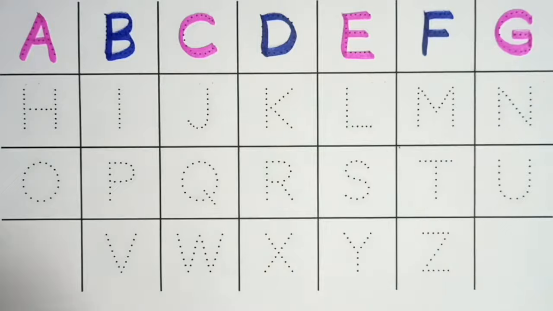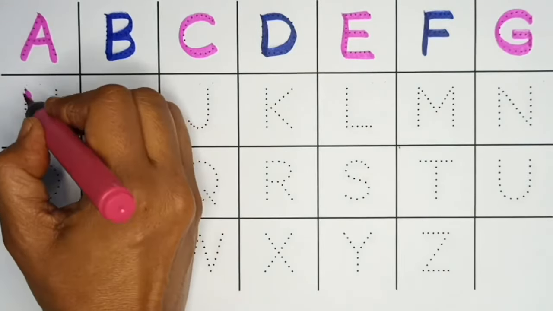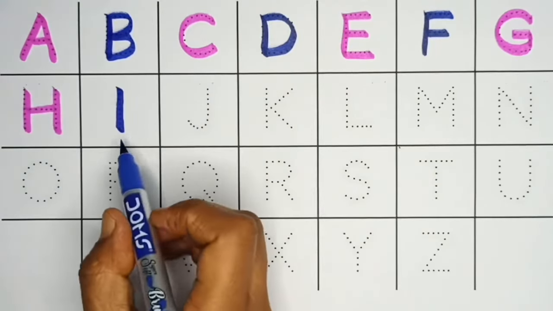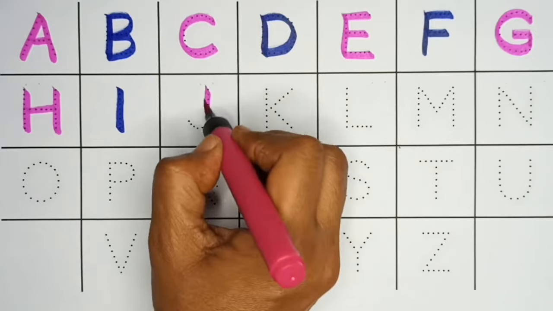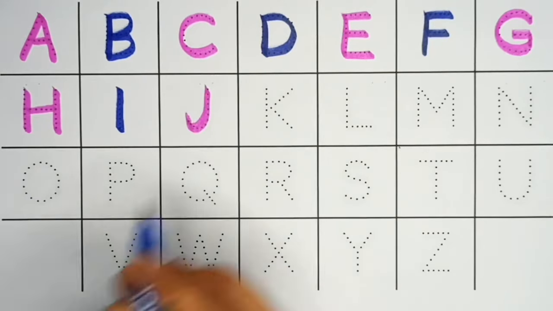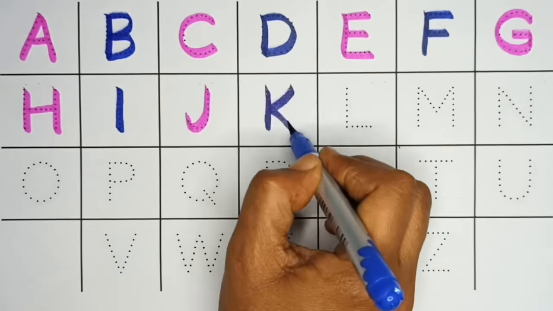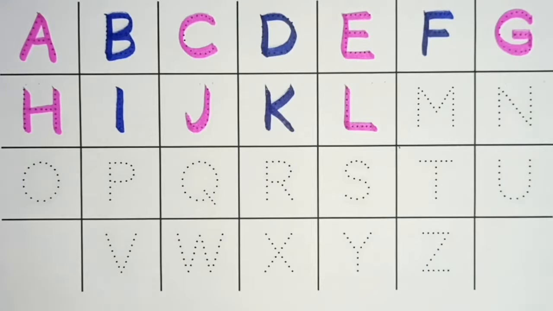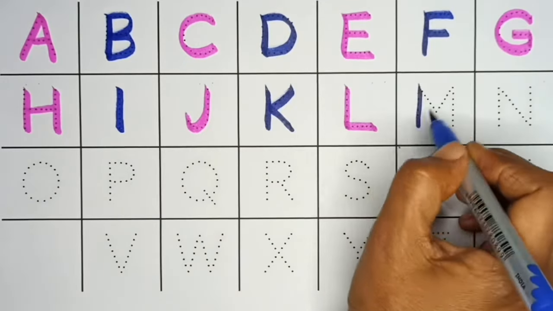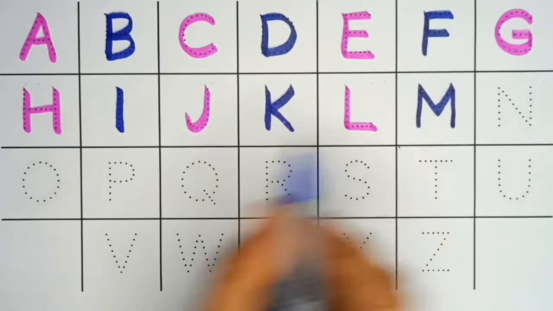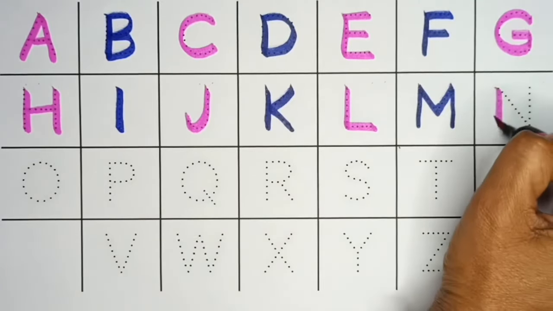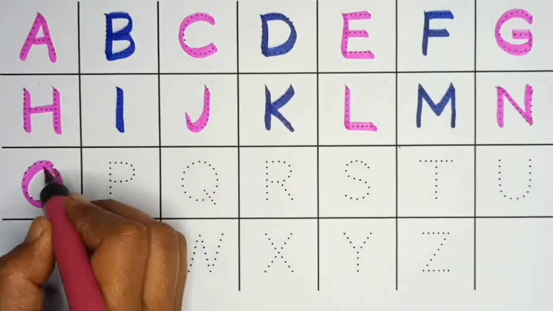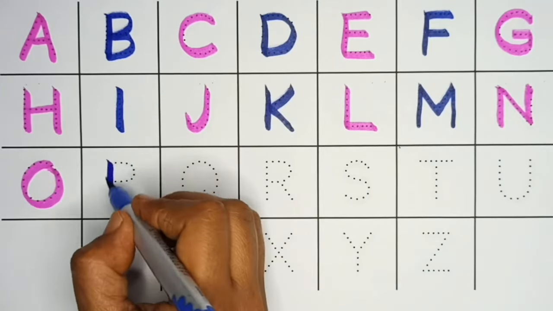G for grapes. H for hen. I for ice cream. J for jug. K for kite. L for lion. M for monkey. N for nest. O for orange.